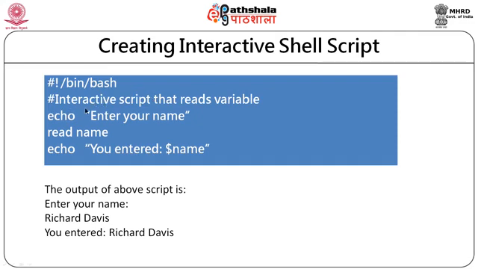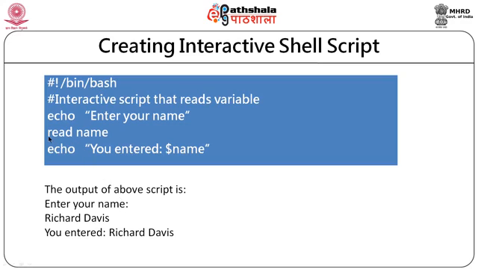The second line is a comment, it reads interactive script. So, this is the comment, this line is not going to be executed. Whenever we want to put a comment in the shell script, we use the hash sign. Echo enter your name is the first line that is to be executed. You can see the output at the bottom of the screen. When we run the program, it will show enter your name.